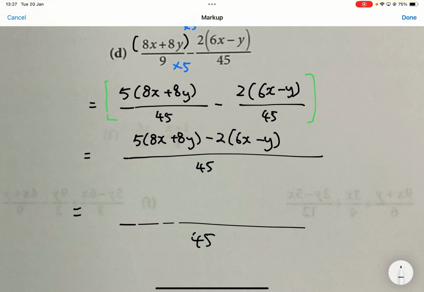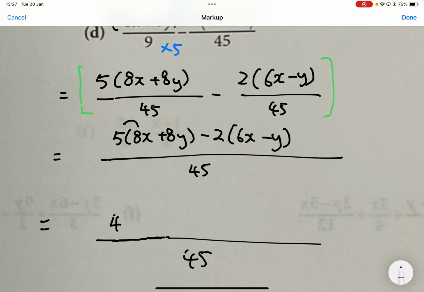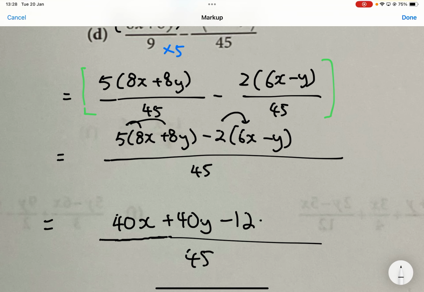Next. Then I do my expansion. 5 times 8x, all positive. So positive 40x. 5 times 8y, all positive. 40y. Then we are subtracting everything inside the bracket. So subtract 2 times 6x. Negative, positive, negative. Subtract 2 times negative y. So negative, negative, it will change your product to positive 2y.